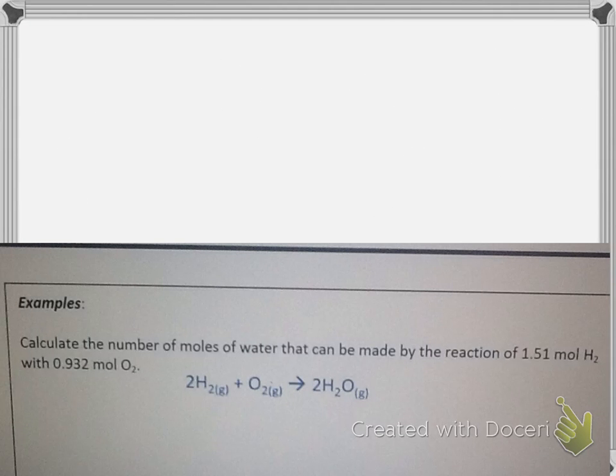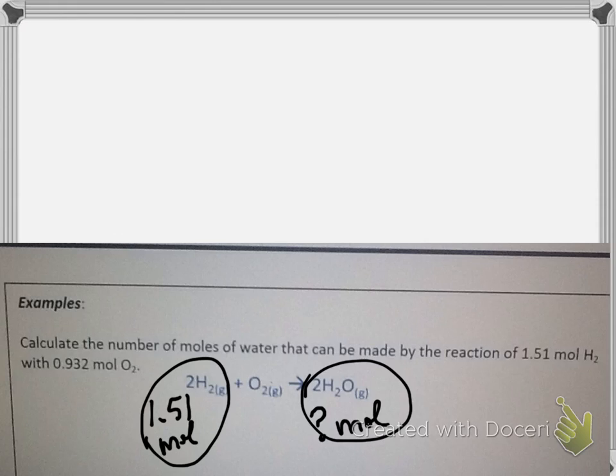Alright, so here's an example. This problem says calculate the number of moles of water. So we want to calculate the moles of water. That's our unknown here. So how many moles of water can be made from the reaction of 1.51 moles of hydrogen with 0.932 moles of oxygen?